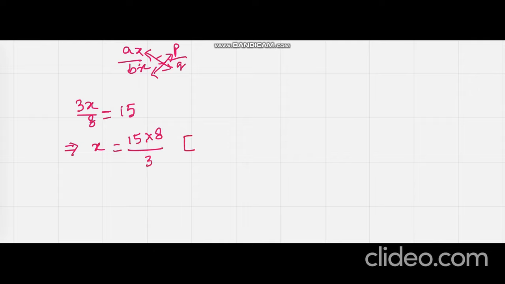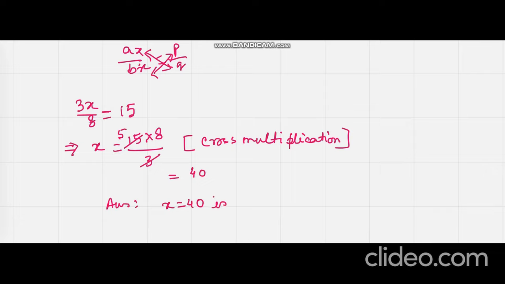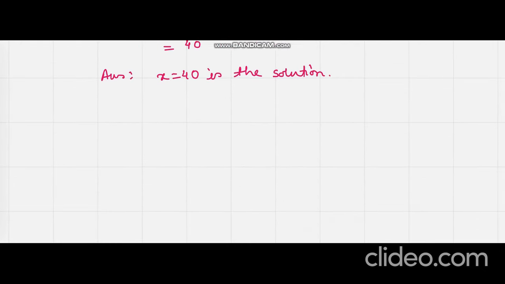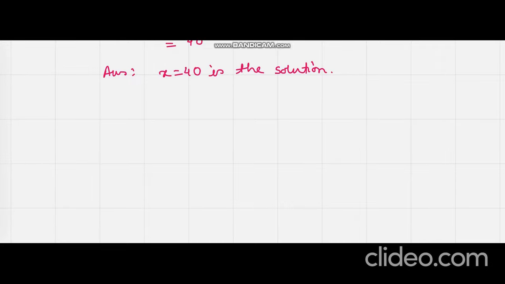So what we have done over here is cross multiplication. So now 3 will be cut, so 5 into 8, that is 40. So here the answer is x equal to 40 is the solution. Okay, so now let us take another example.